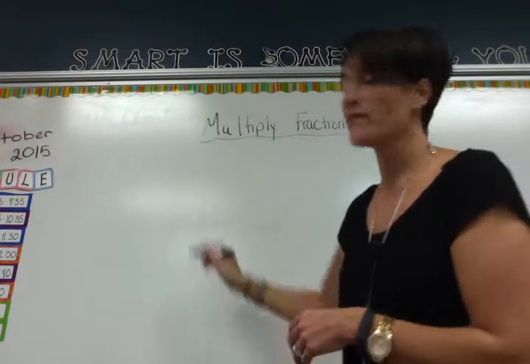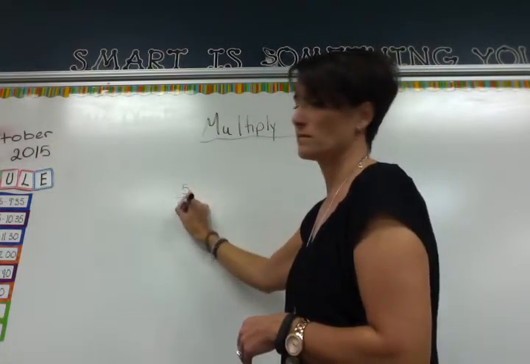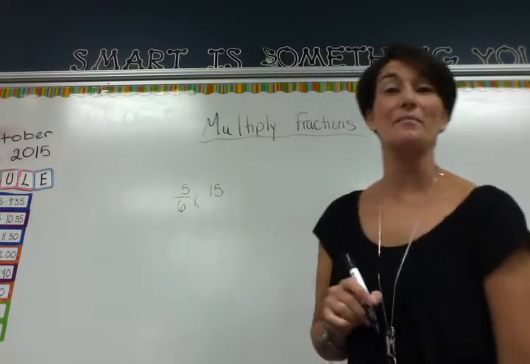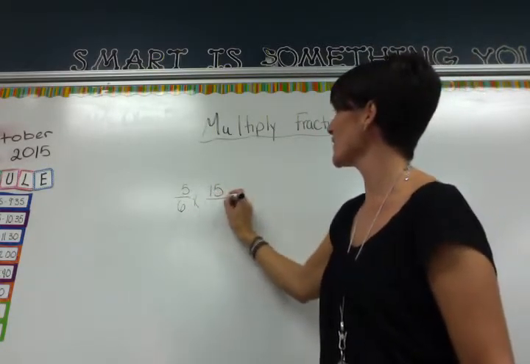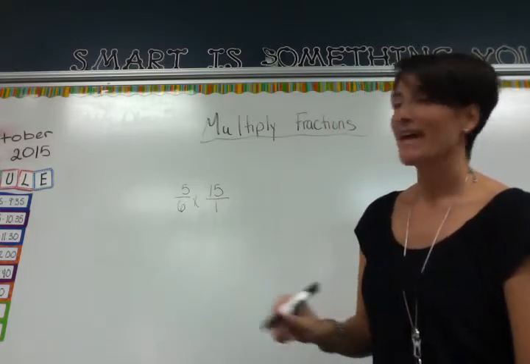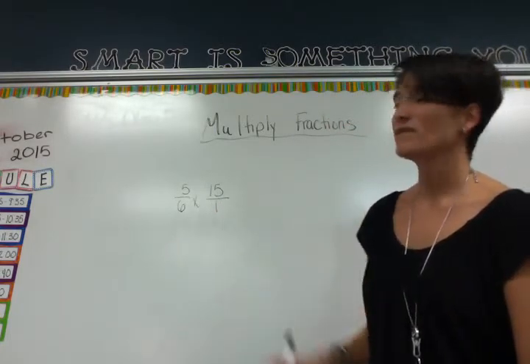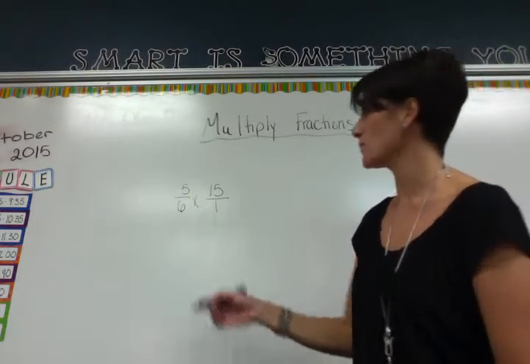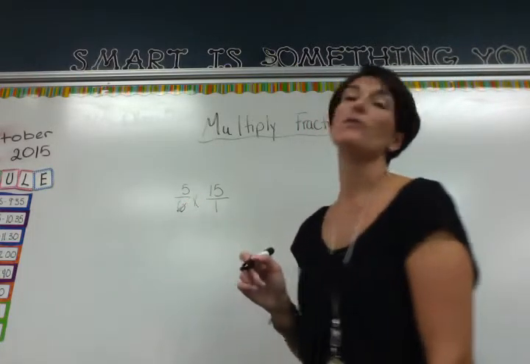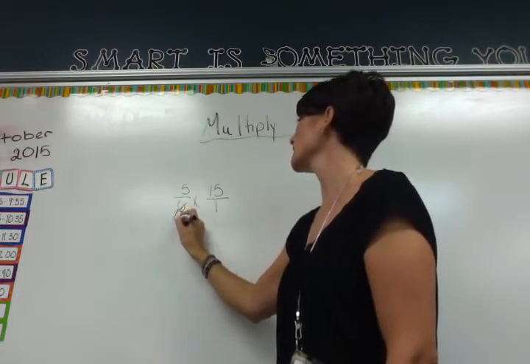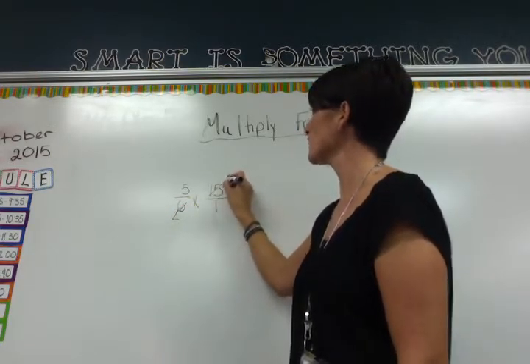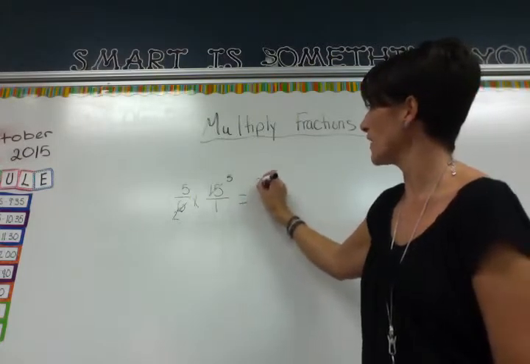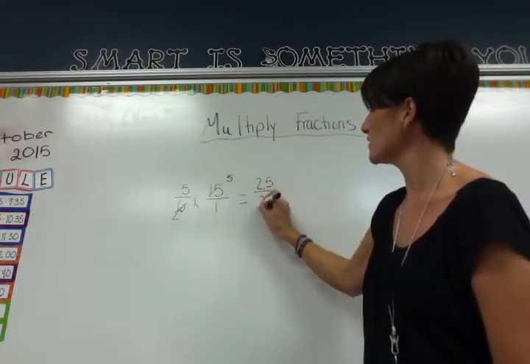So let's try the problem 5/6 times 15. I'm just going to set it up like this, and I'm going to put the 15 over 1. Again, with 6 and 15, I like to simplify. I know that 3 goes into 6 and 3 goes into 15. So 3 times 2 is 6, and 3 times 5 is 15. Now I'll just simply multiply. So I'll have 25 over 2.